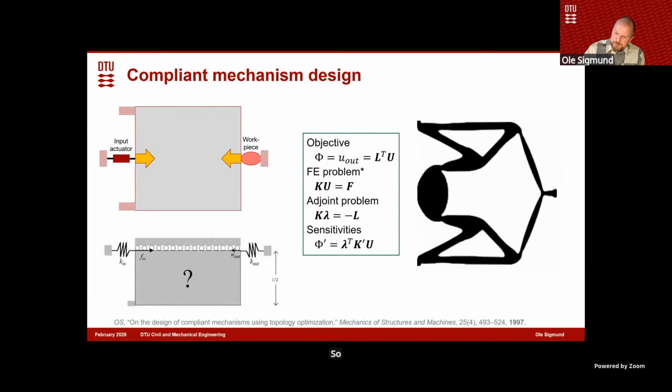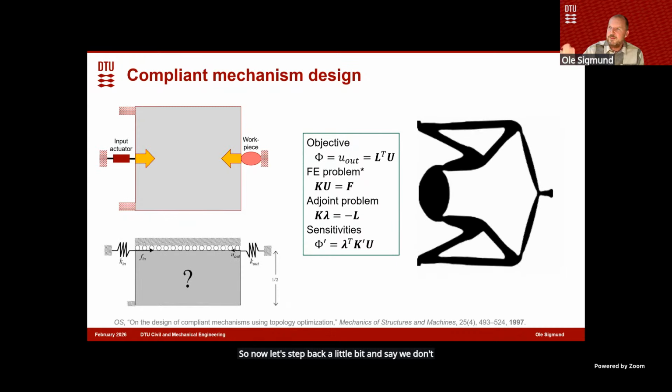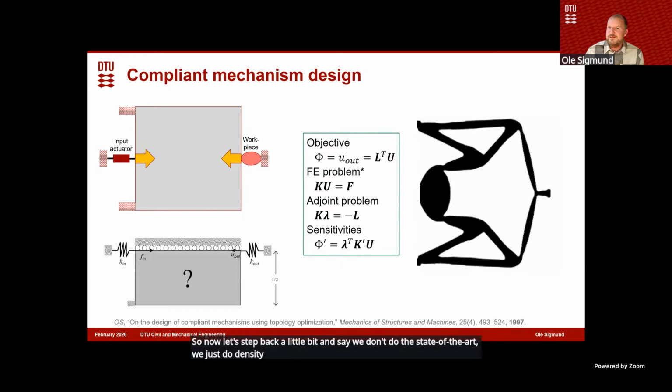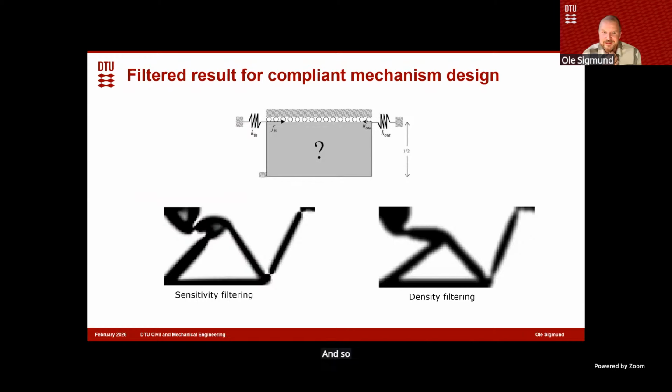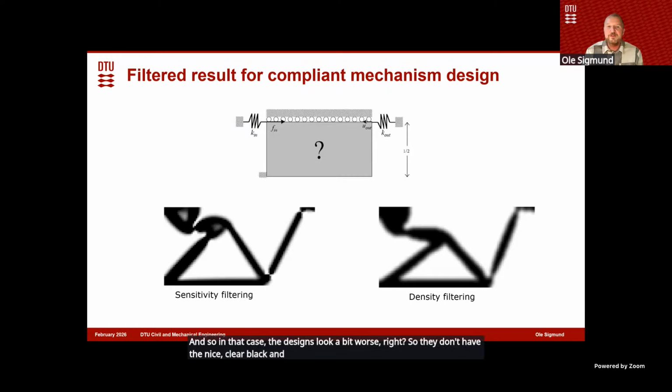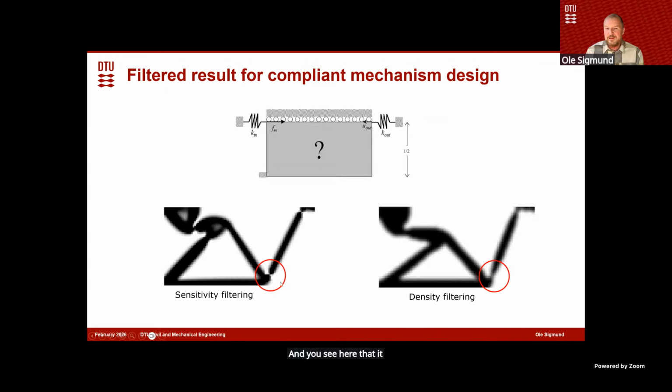So now let's step back a little bit and say we don't do the state of the art, we just do density or sensitivity filtering of the problem. And in that case, the designs look a bit worse, right? They don't have the nice, clear black and white features. And you see here that it has very concentrated hinges. They look a bit different whether you use sensitivity filtering or density filtering.